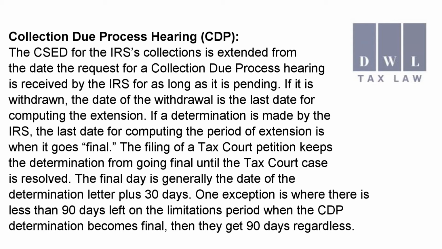If a determination is made by the IRS, the last date for computing the period of extension is when it goes final. The filing of a tax court petition keeps the determination from going final until the tax court case is resolved. The final day is generally the date of the determination letter plus 30 days. One exception is where there is less than 90 days left on the limitations period when the CDP determination becomes final. Then they get 90 days regardless.